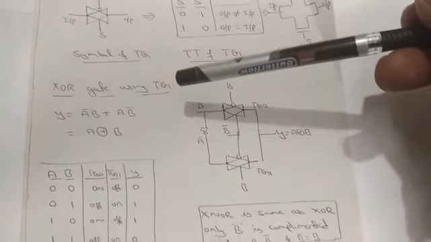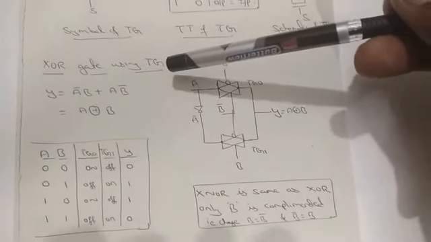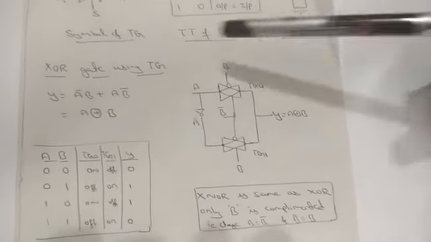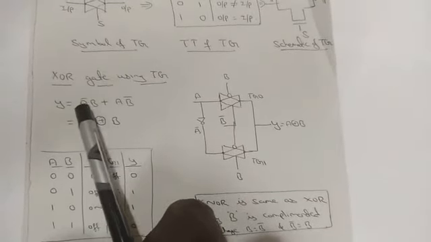Next, now this one is your simple XOR gate using your transmission gate, just for your reference. This can be drawn in another fashion, that will be coming later. So the expression for your XOR gate is what? Y is equal to A bar B plus A B bar, A exclusive OR B.